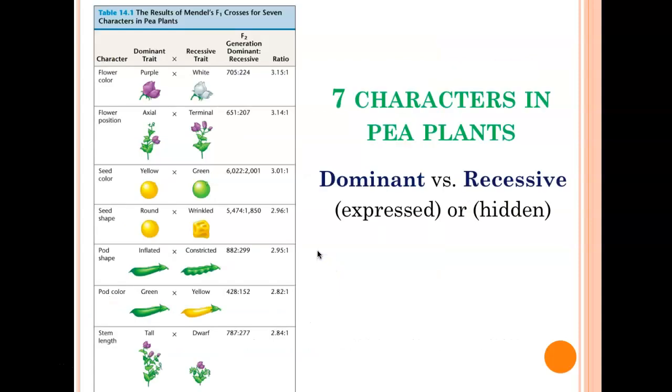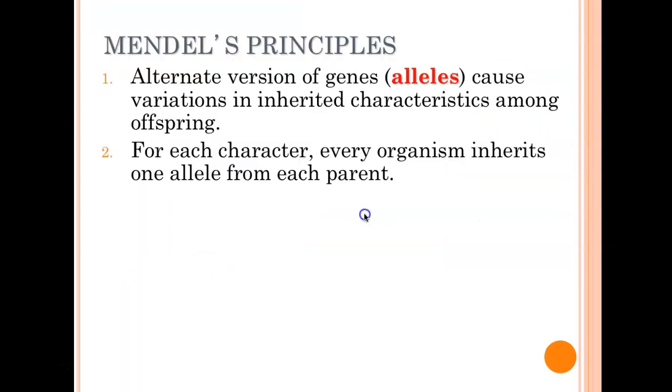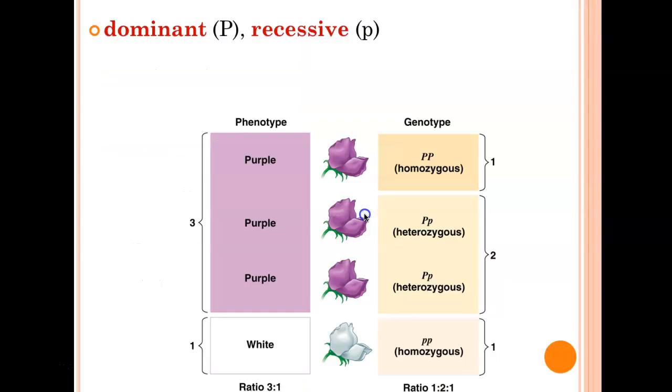Allele is an alternate version of a gene. Dominant, recessive, I just went over that. Homozygous, heterozygous. Homozygous is when both letters are the same. Heterozygous is when they're both different.